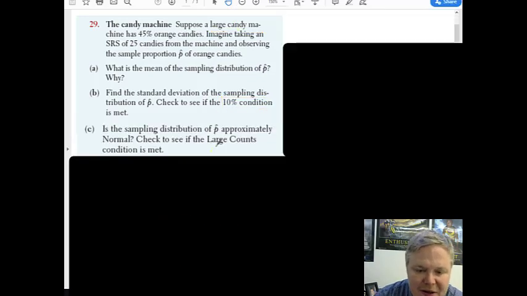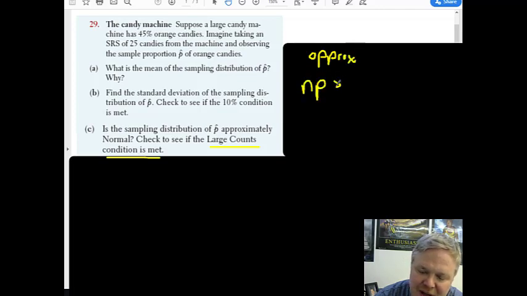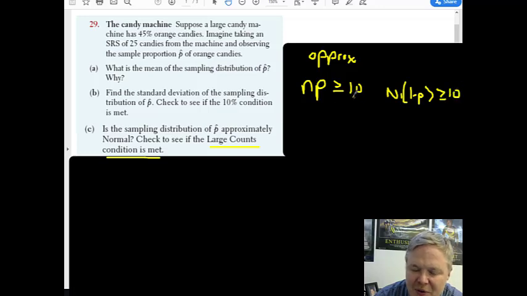All right, the large counts condition, we did it just a second ago, to find out if it's approximately normal. So in order to check if something is approximately normal, we're just doing np, is that greater than or equal to 10? And is n times 1 minus p greater than or equal to 10? So do we have more than 10 successes? Do we have more than 10 failures? So that's what I started doing for part B.